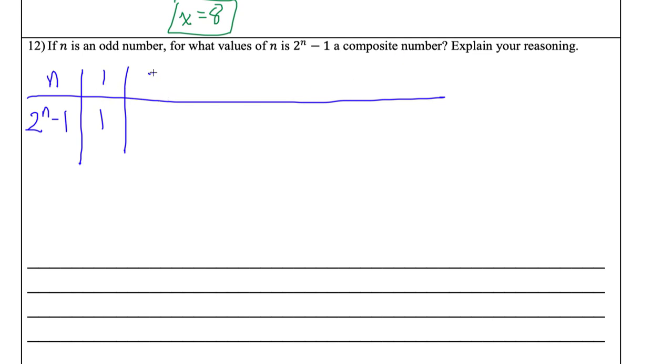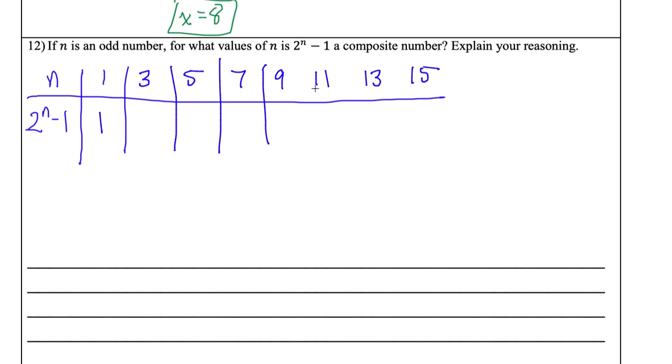Darn. All right, let's try 2. 2 to the power of 2 is 4, minus 1 is 3. Darn, that's still a prime number. Oh wait, that's a bad number because 2 is not odd. We're looking for odd numbers. So let me do 1, 3, 5, 7, 9, 11, 13, 15. I don't know how far we're going to need to go.